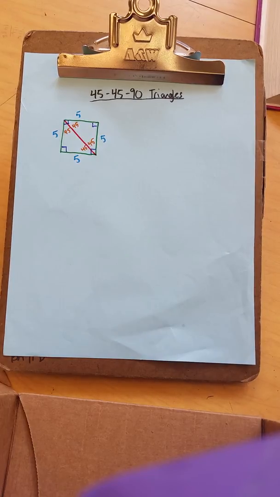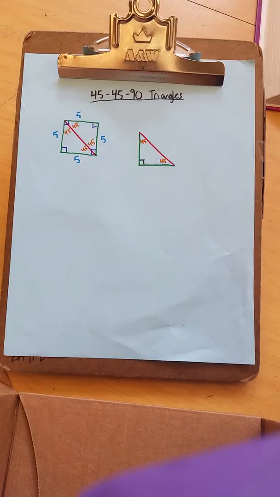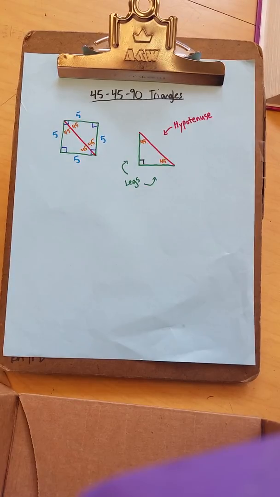If we look at one triangle and ignore the other, we have a triangle whose angles are 45 degrees, 45 degrees, and 90 degrees. This is a right triangle, so it has two legs and a hypotenuse. If we know the length of one leg, we know the length of the other, because 45, 45, 90 triangles are just half of a square.